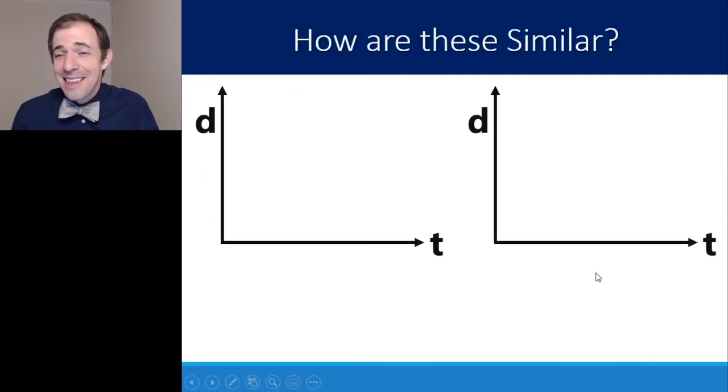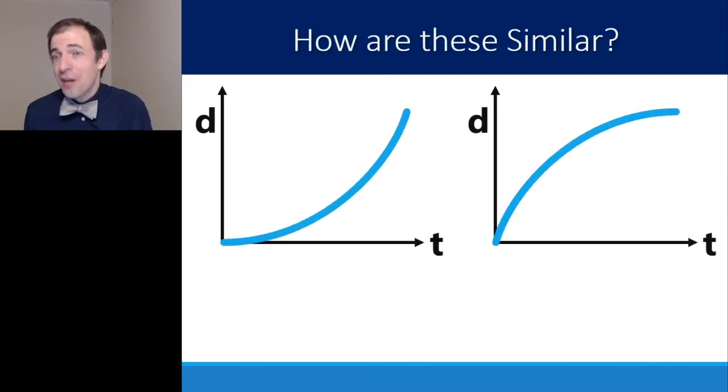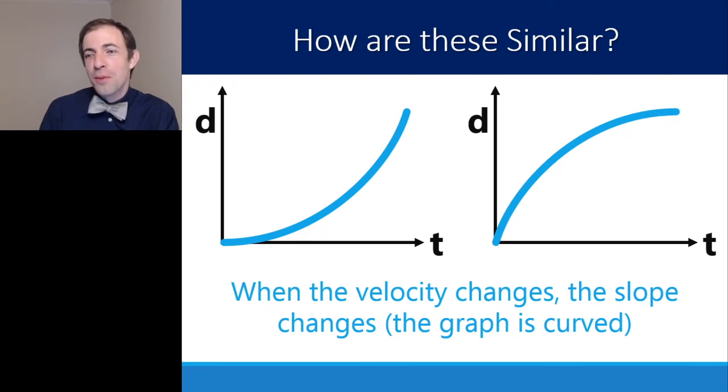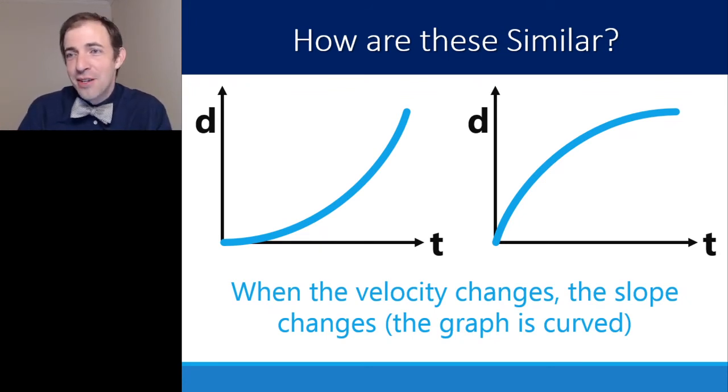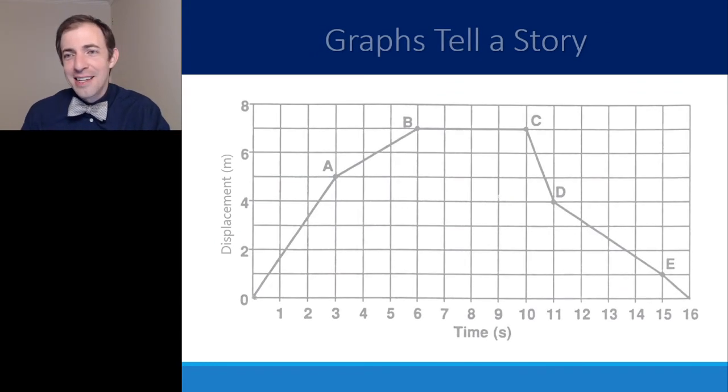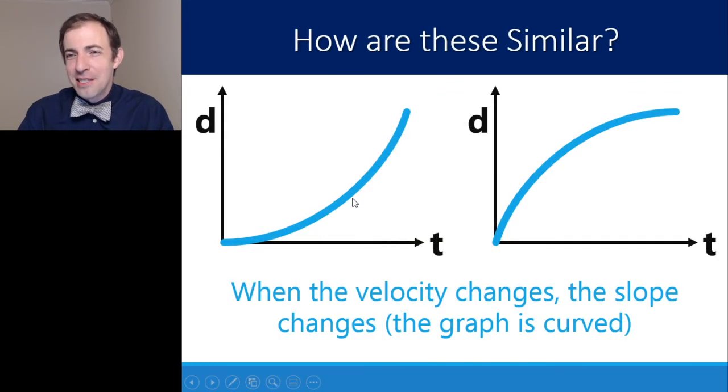So we can see that these are similar. They're both curves. When the velocity changes, the slope changes and the graph is curved. The way that we know which one is which is we can look at this one here is speeding up because it is getting steeper, and this one here is slowing down because it is flattening out. So that's the biggest difference.